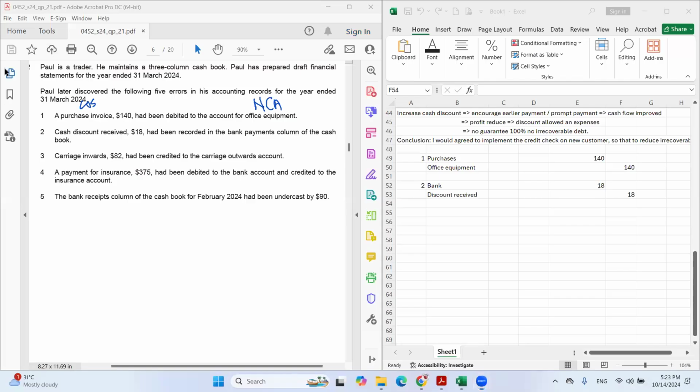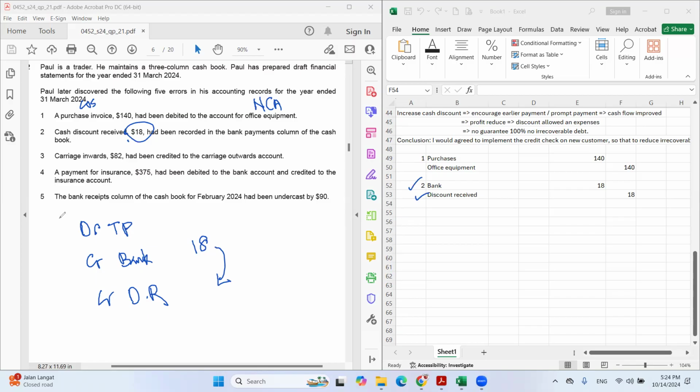Okay, for this one, the sentence is talking about this amount. In the double entry, we should debit trade payable, credit bank, credit discount received. But this amount, we all put into bank. So that's why we debit bank, credit discount received.